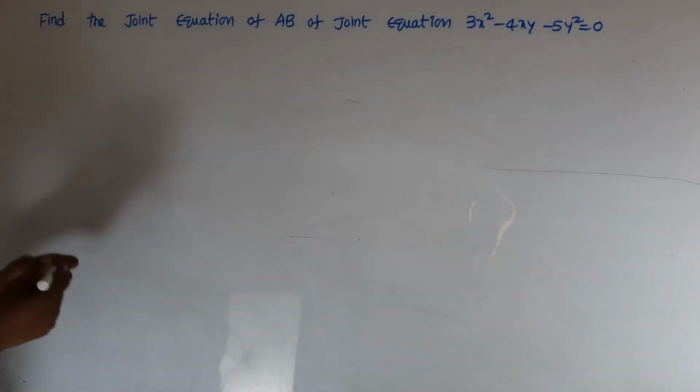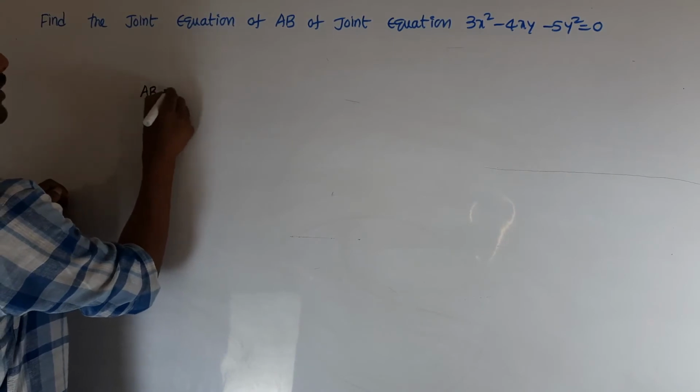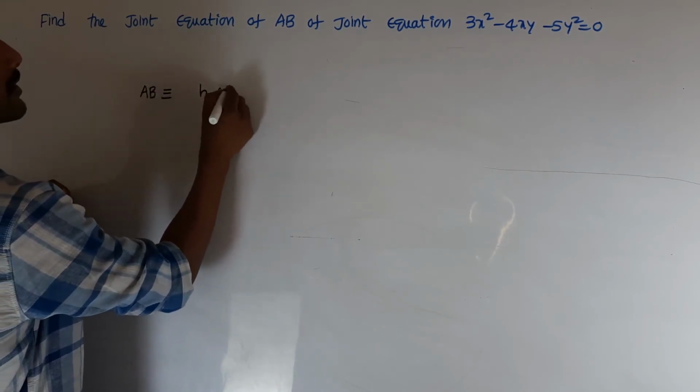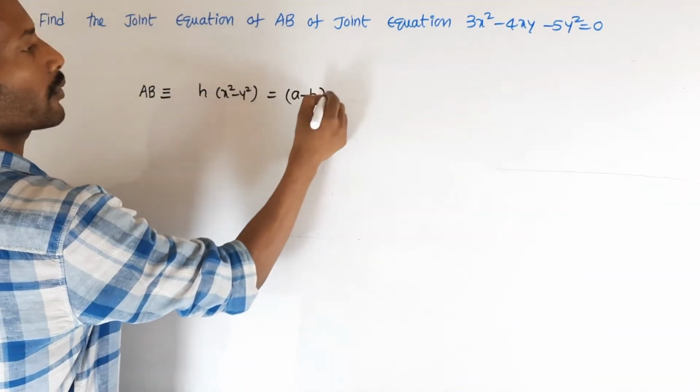The joint equation of angular bisectors. What's the formula? The angular bisectors joint equation: h into x square minus y square equals a minus b into xy.